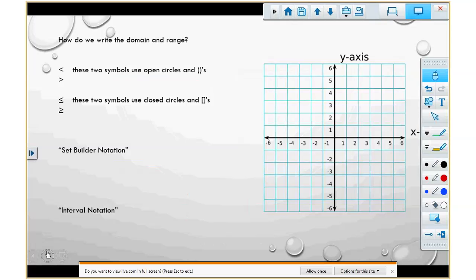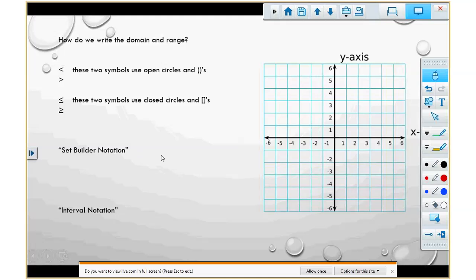How do we write domain and range? When you're dealing with these 2 guys, you have to worry about open circles and parentheses. When you're talking about these 2 guys, you got to worry about closed circles and brackets. So if you had Math 102, you remember that. If you don't, then you need to write that down.